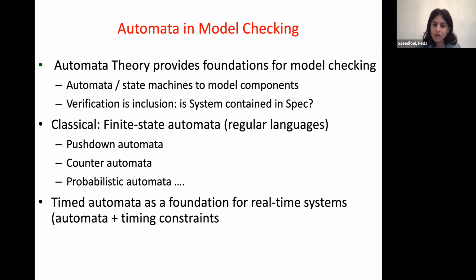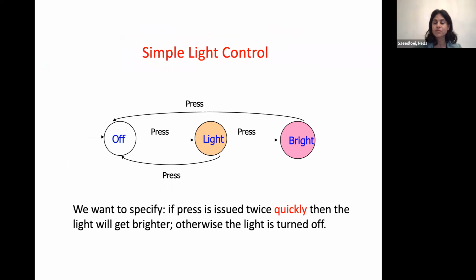When it comes to modeling real-time systems, finite state machines are not enough. So we need to extend our classical finite state machines with some capabilities in order to be able to reason about timing constraints. And this is the subject of this talk today. So let us start with a simple example.